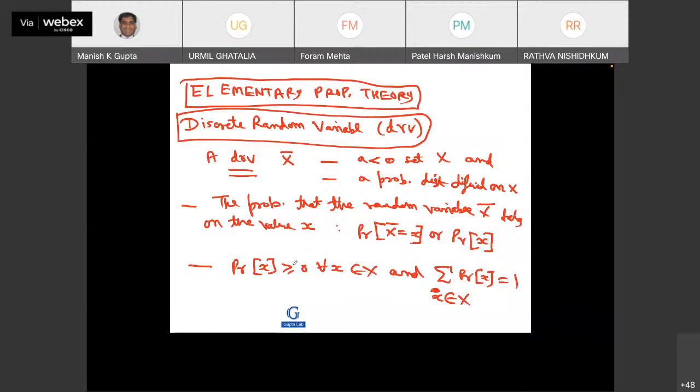So what is a discrete random variable? Again, I am recalling: a discrete random variable consists of a finite set X and a probability distribution defined on X. Okay. So this is a discrete random variable.